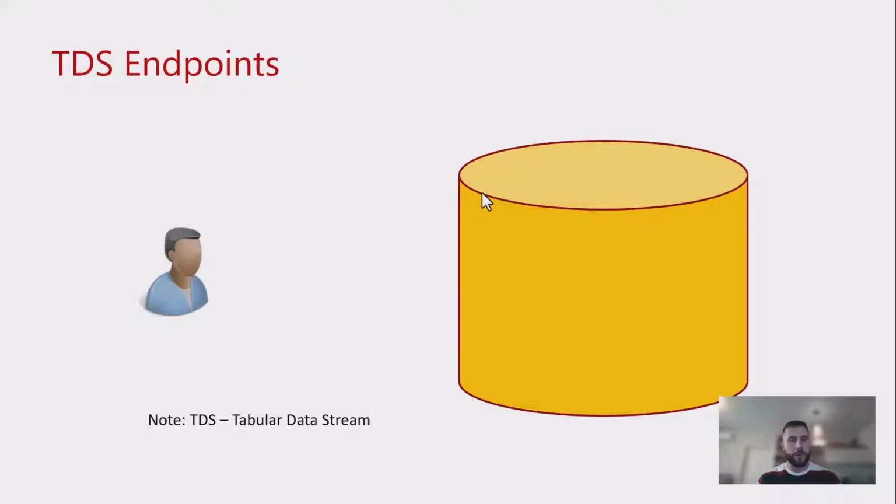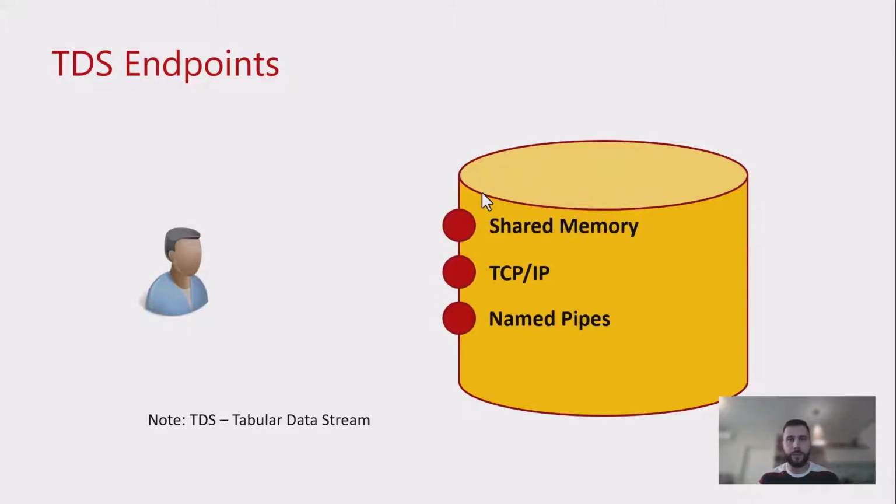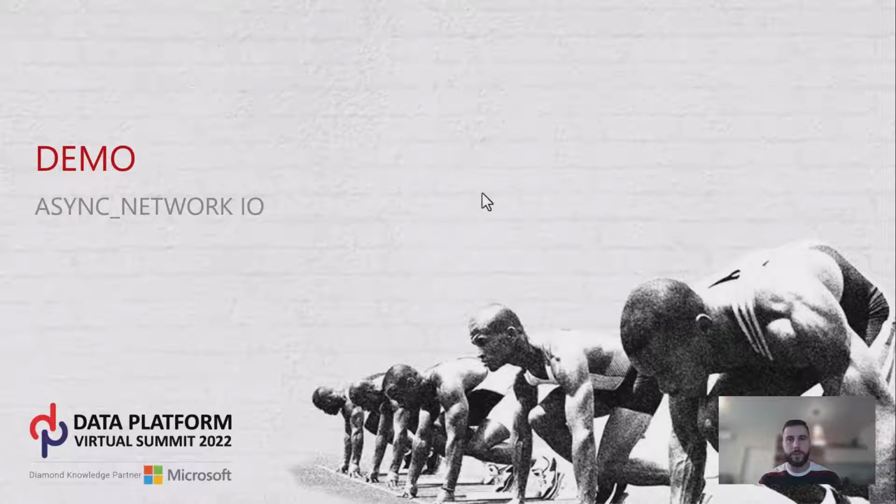For data transfer between client and server, SQL Server uses the tabular data stream protocol. For these purposes, SQL Server has three endpoints, one for each protocol: shared memory, TCP/IP, and named pipes. Shared memory is used for local connections, TCP/IP and named pipes for network connections. When your application establishes a connection with SQL Server on one of the endpoints, it sends a TDS package to the server. The main component of the TDS package is the query text. So it's time for the first demo.